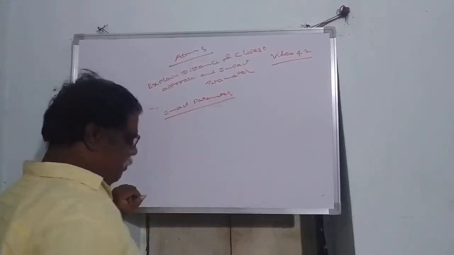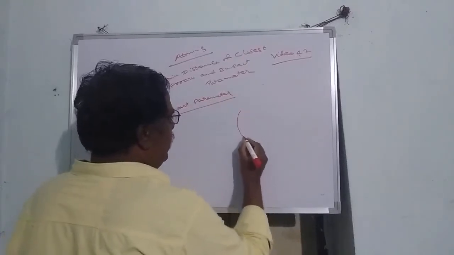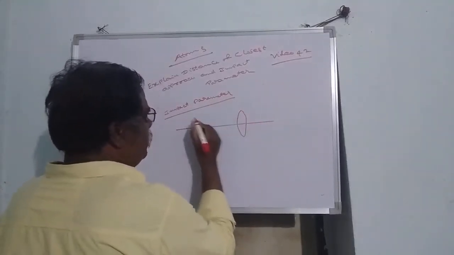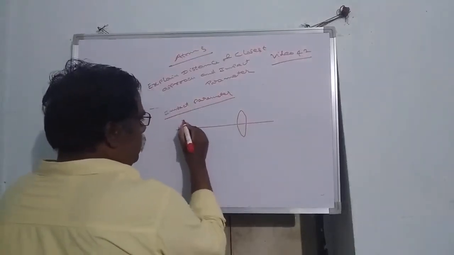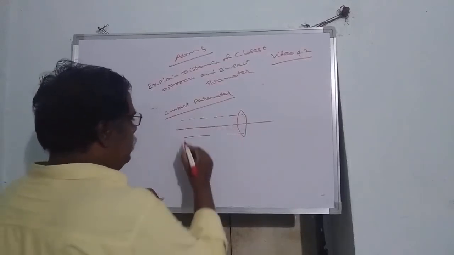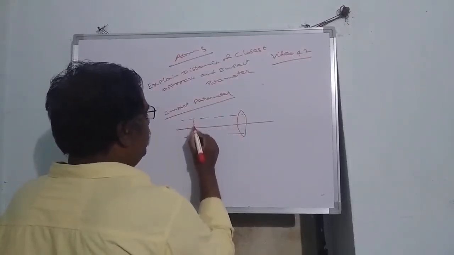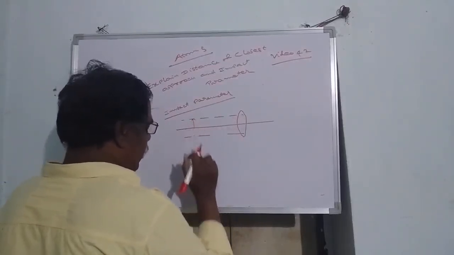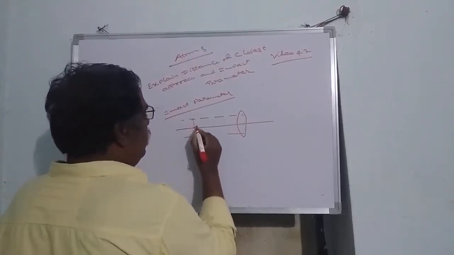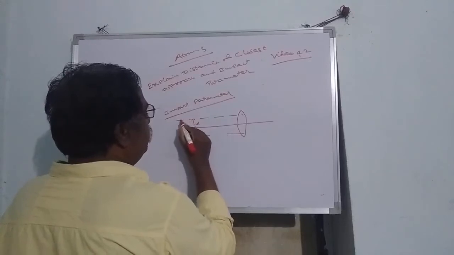What is meant by impact parameter? Suppose this is again a nucleus of an atom. This is the center line. Suppose this is the alpha particle. So this is the perpendicular distance from the center line of the initial velocity vector. Okay, it is perpendicular distance.